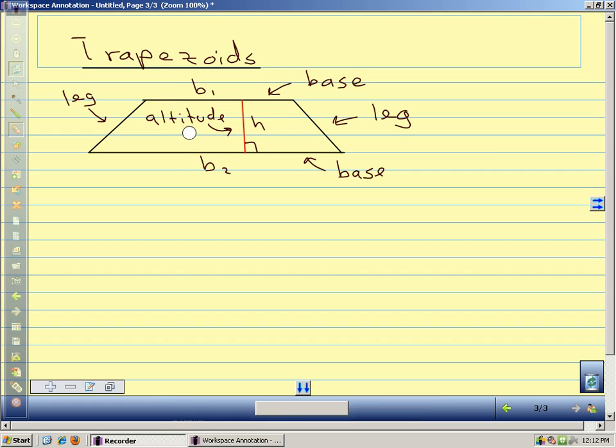And again, a lot of times we use altitude and height to mean the same thing. Height is our length, and altitude is the name of the segment. And again, the altitude has to be perpendicular to the bases. It has to make a 90-degree angle. And also, again, the altitude can be outside.